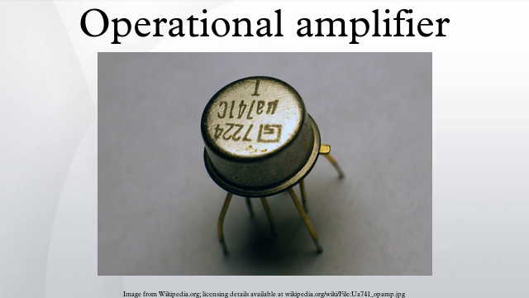An operational amplifier is a DC-coupled high-gain electronic voltage amplifier with a differential input and, usually, a single-ended output. In this configuration, an op-amp produces an output potential that is typically hundreds of thousands of times larger than the potential difference between its input terminals.